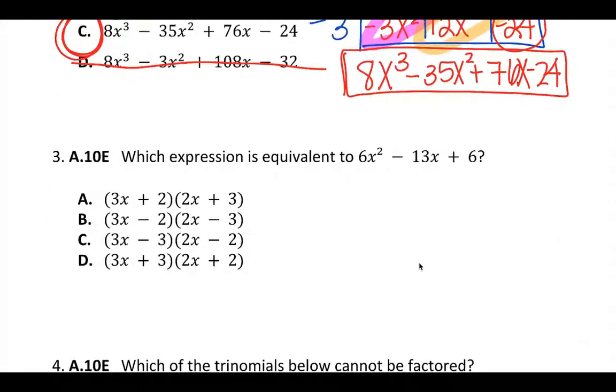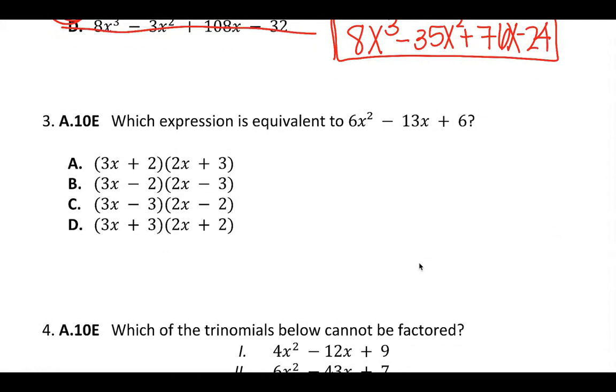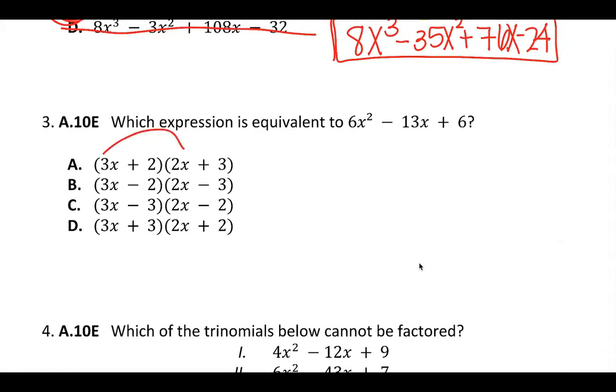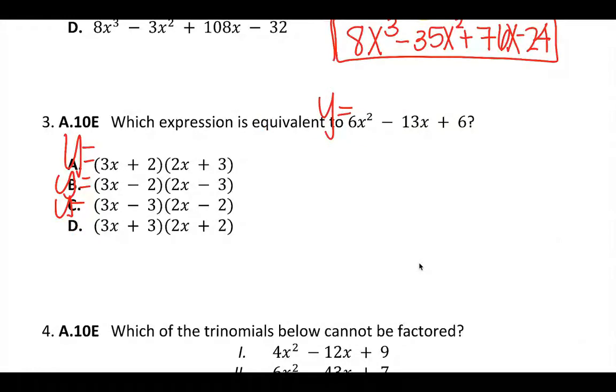And number 3, which expression is equivalent to this trinomial? So again, we have answer choices. You could FOIL or box method all of these and see which one equals this. You could plug into Desmos, like y equals this whole thing and then y equals these, and see which parabola matches up with this one. Or I think factoring's pretty easy to do.